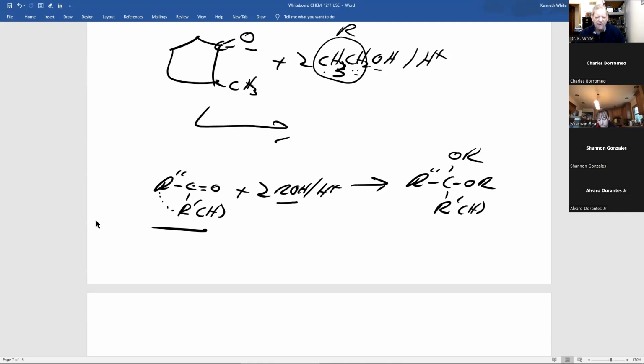Keep your eye on the carbonyl carbon because that's where the fun is. What's attached to it, R prime and R double prime, which is my ring with a methyl group. That's this carbon right here. Yet this carbon, you don't have to draw the C on the ring, but I'm showing you, we'll have two oxygens. What's my R? Ethyl. And that's what you get.